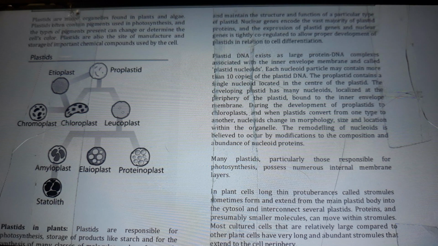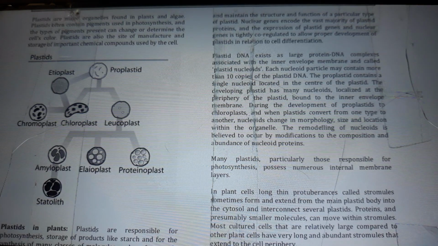Nuclear genes encode the vast majority of plastid proteins, and the expression of plastid genes and nuclear genes is tightly co-regulated to allow proper development of plastids in relation to cell differentiation. Plastid DNA exists as large protein-DNA complexes associated with the inner envelope membrane, called plastid nucleoids. Each nucleoid particle may contain more than 10 copies of the plastid DNA.